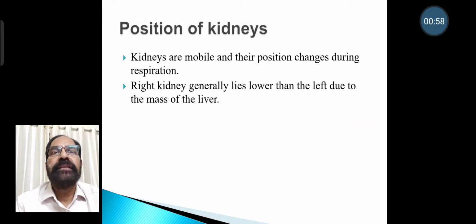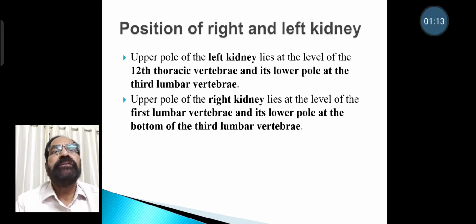Coming to the position of kidneys, kidneys are mobile and their position changes during respiration. The right kidney generally lies lower than the left due to the mass of the liver. The position of right and left kidneys: the upper pole of the left kidney lies at the level of the 12th thoracic vertebra and its lower pole at the 3rd lumbar vertebra. The upper pole of the right kidney lies at the level of the 1st lumbar vertebra and its lower pole at the bottom of the 3rd lumbar vertebra.